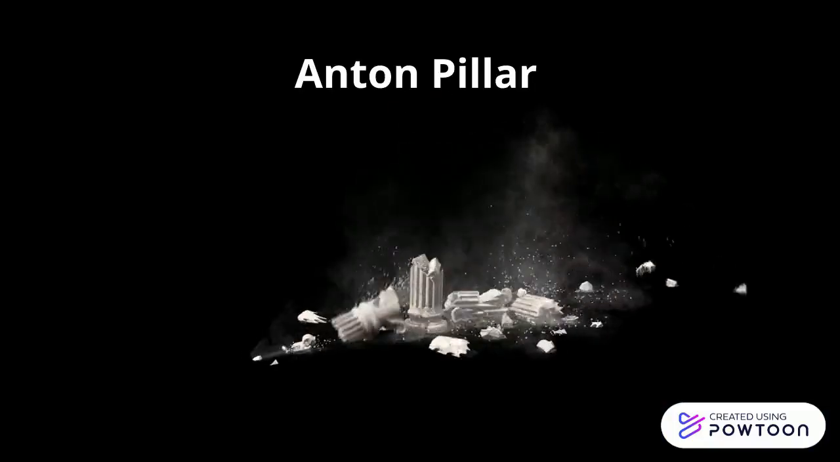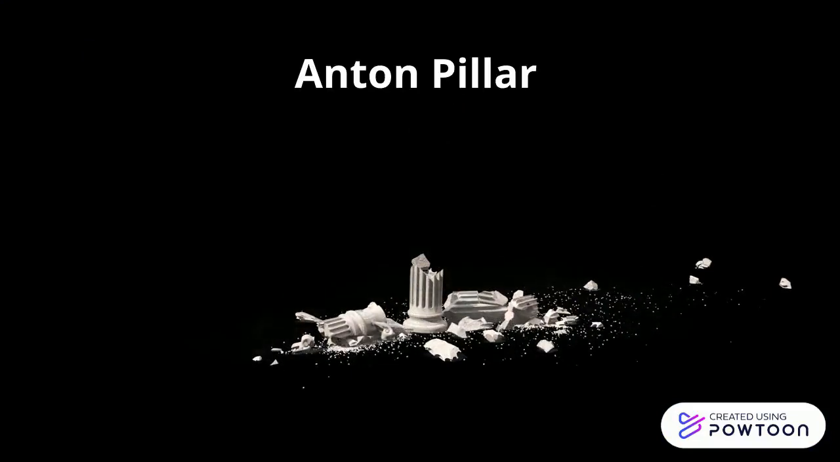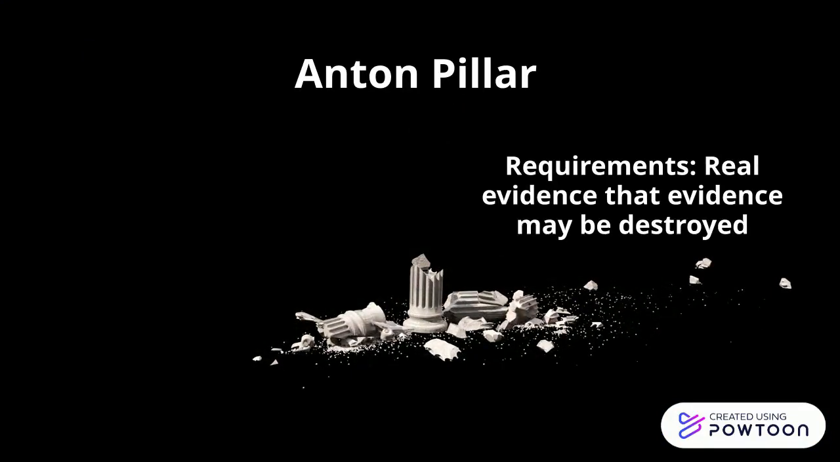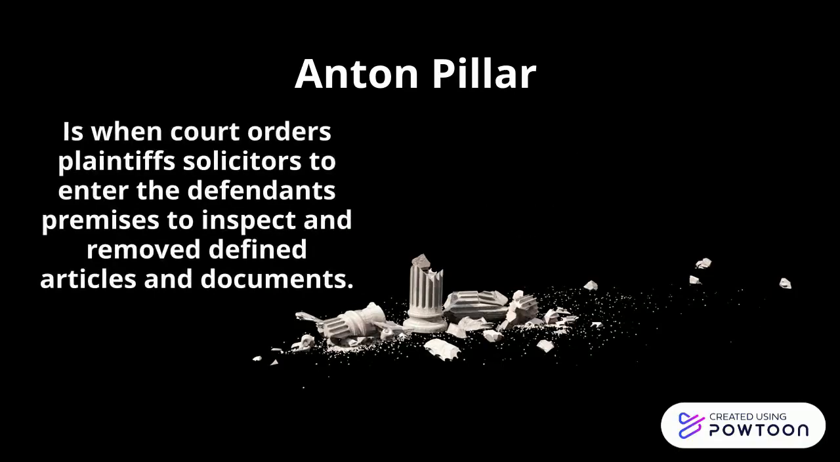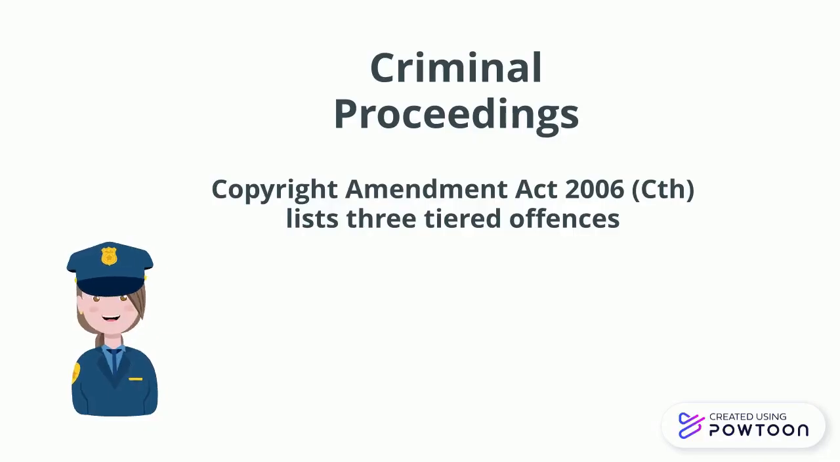For an Anton Piller order to be given, there must be a real risk that the evidence will be destroyed if no action is taken. This order gives permission for the plaintiff's solicitors to enter the defendant's premises to inspect and remove defined articles and documents.